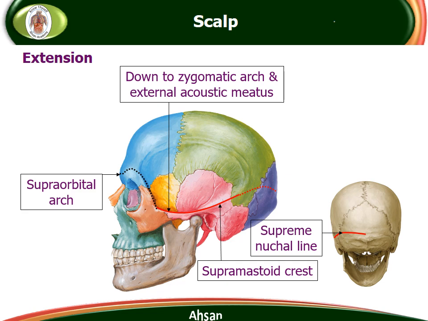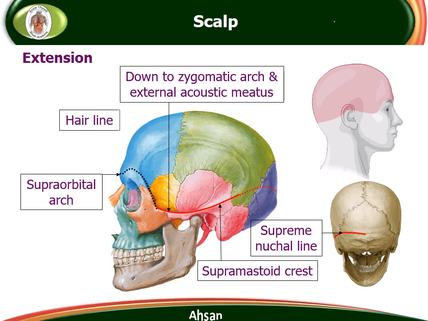Then we'll get a continuous line. The part above this line, the skull, is covered by a very important layer. This is known as scalp. So this is the diagram showing the scalp, and this is the hairline. We can say this hairline can be identified even in a person with a beard.